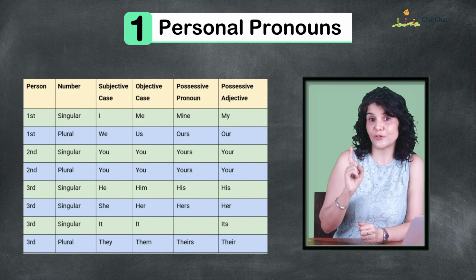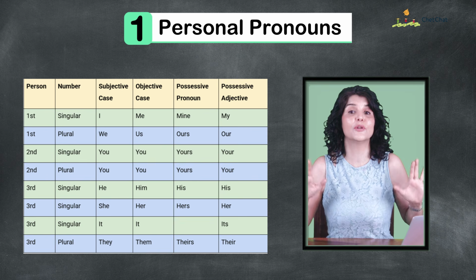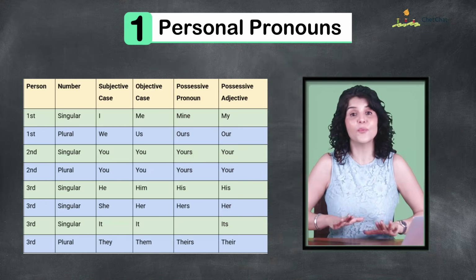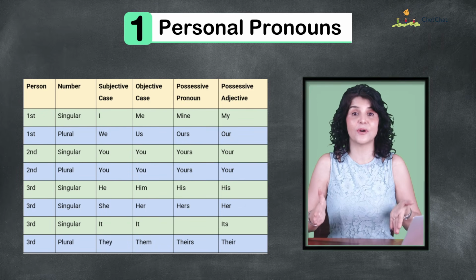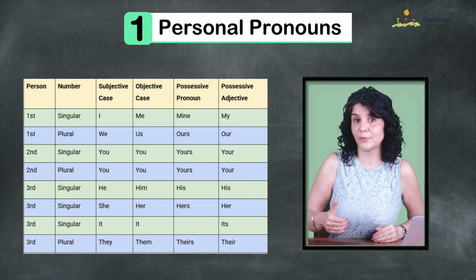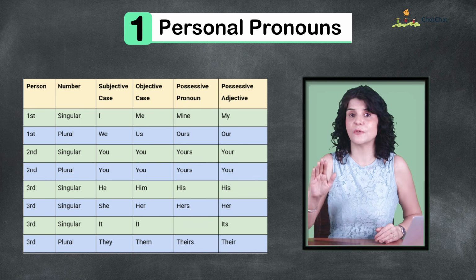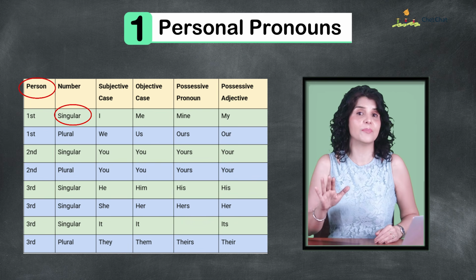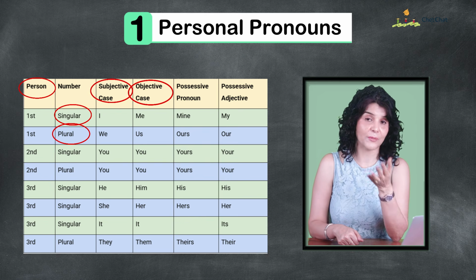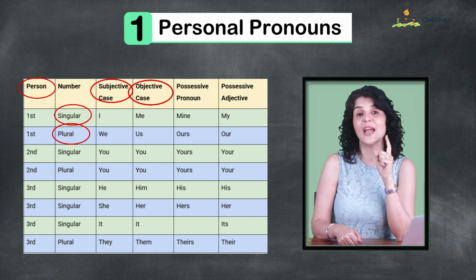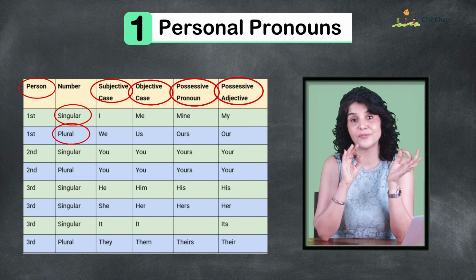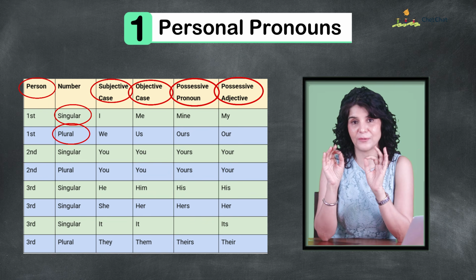This table on your screen is the master table of pronouns. So make sure you pause it right now and take a screenshot. We're going to keep building on this throughout the class. This table gives all the personal pronouns categorized per different person, singular and plural. We've broken them into subjective and objective, which I'm going to explain shortly. It also covers possessive pronouns and the possessive adjective form of each pronoun.